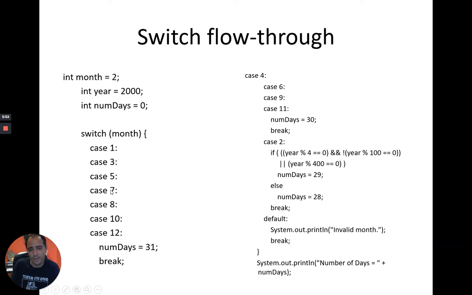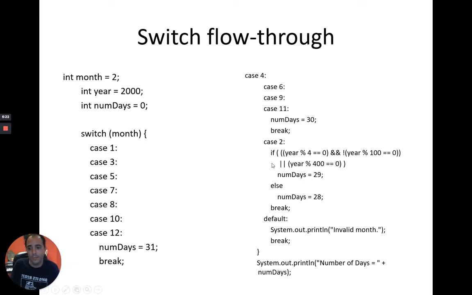And so what this is saying, if I were to write this as an if statement, I would say if month is 1, or month is 3, or month is 5, or month is 7, or month is 8, or month is 10, or month is 12, set the number of days to be 31 and stop. Then over here I have another case. If it's 4 or 6 or 9 or 11, set the number of days to 30 and then break.